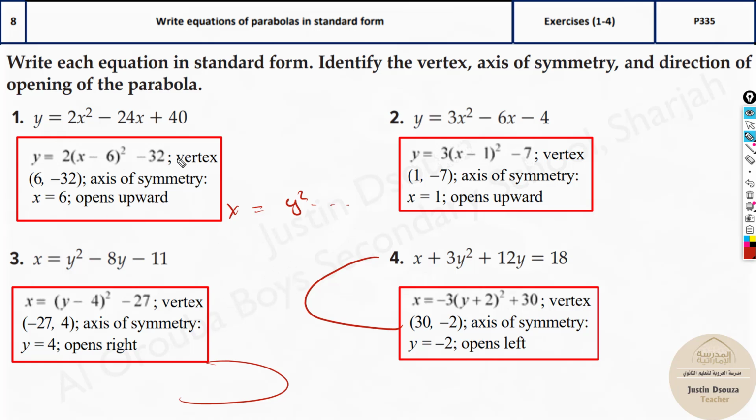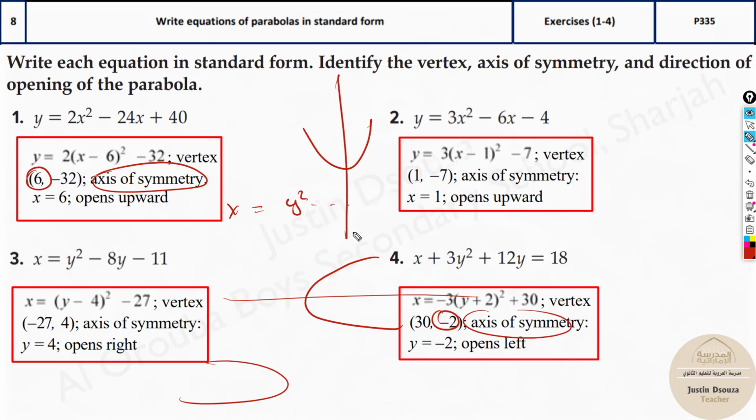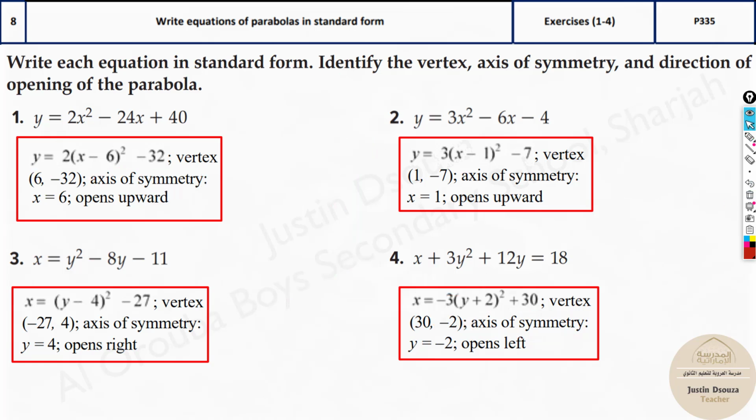It's not the x value. See over here, the axis of symmetry, what do we consider? The x value of vertex. Here the axis of symmetry must be the y value of vertex, because here it's like this, right? That is the axis of symmetry. Whereas it's vertically oriented, it will be the vertical line. Horizontal orientation, horizontal line. That's how simple and easy this question is.